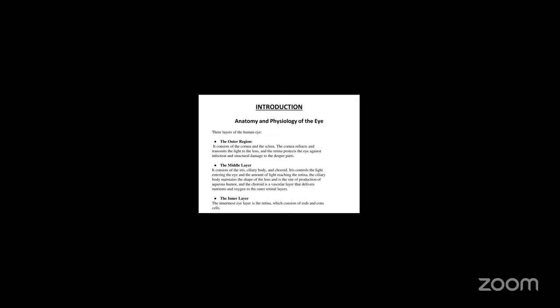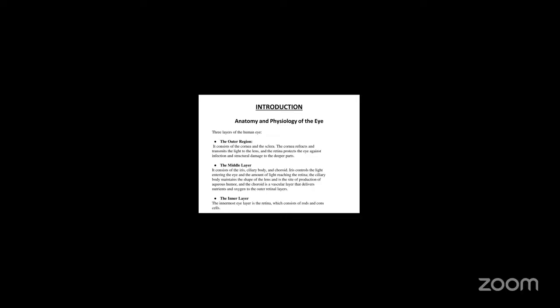Going to the middle layer, it consists of the iris, ciliary body, and choroid. The iris controls the light entering the eye and the amount of light reaching the retina. The ciliary body changes the shape of the lens, which is known as biconvex, and it is the site of production of the aqueous humor. The choroid is a vascular layer that delivers nutrients and oxygen to the outer retinal layer.